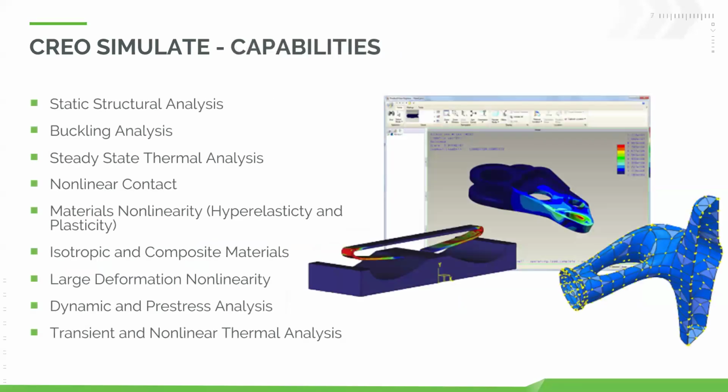In terms of capabilities, there's a lot of them. You can perform many different types of analysis. Depending on what you're working on, there's really a full suite of analysis capabilities. You can do static structural analysis, buckling, fatigue, for example, dynamics, nonlinear contacts. There's really a lot of capabilities that are in it.